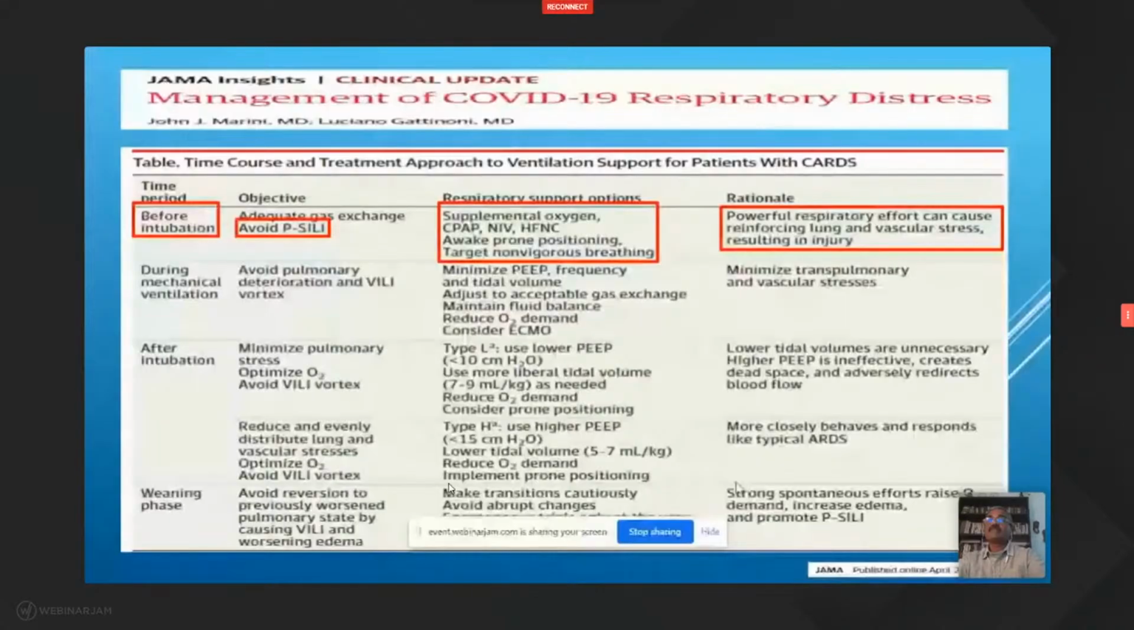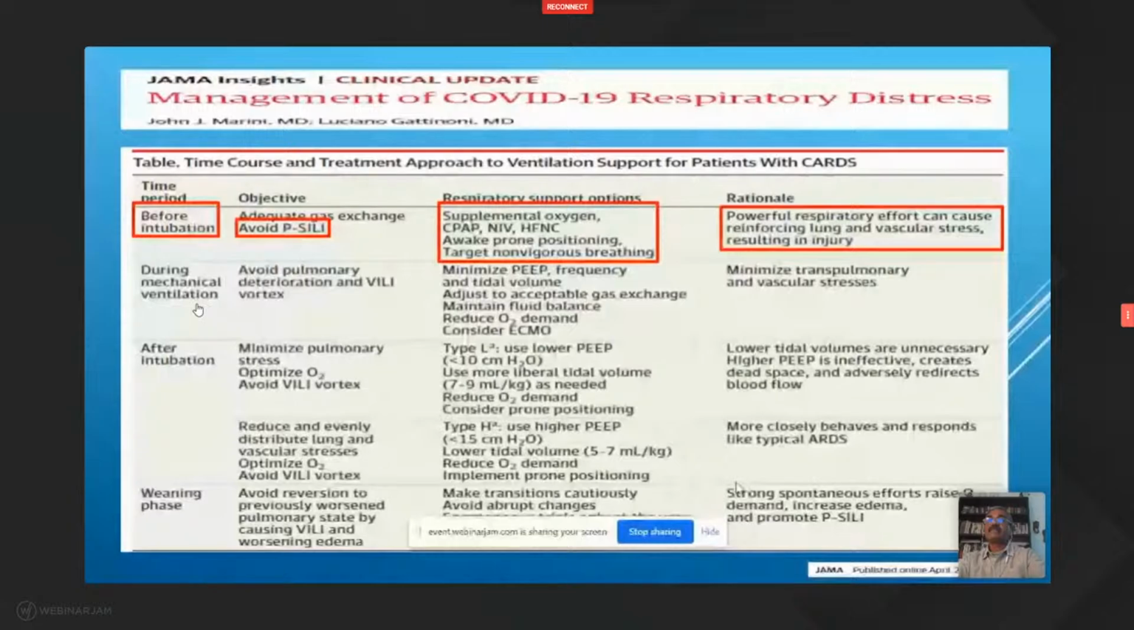Before intubation, when you are giving supplemental oxygen by multiple mechanisms and awake proning, target that the patient should not be having very forceful inspiratory effort. A forceful inspiratory effort and a negative pressure can cause what Gattinoni, Marini, and Brochard call PSILI, patient self-inflicted lung injury. I kind of disagree with them a little bit on that, and I'll come to that. I'll explain what it is and why I disagree a little bit.